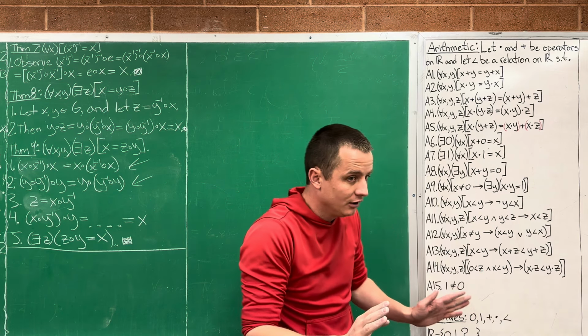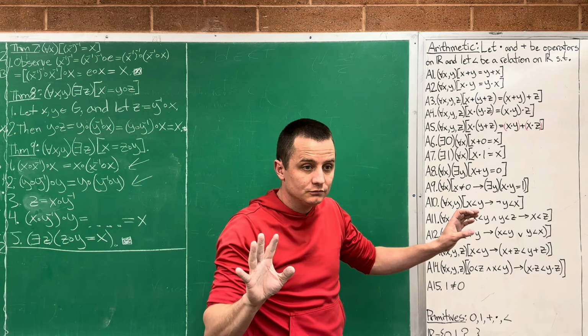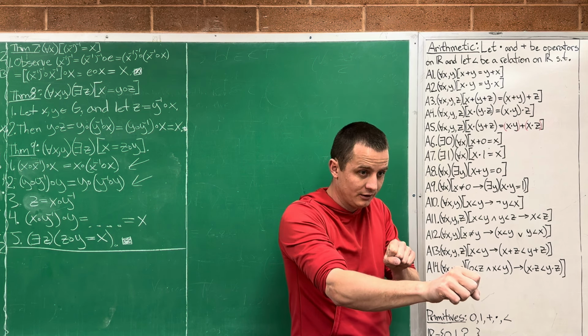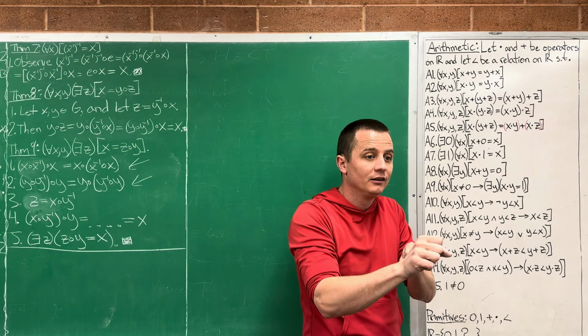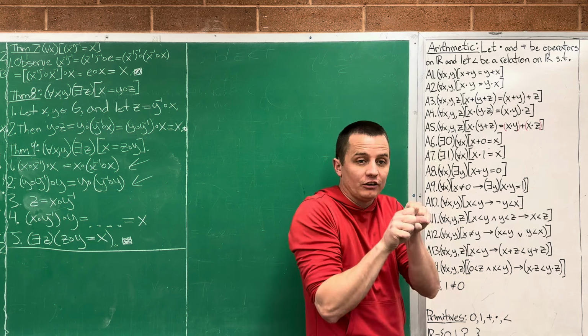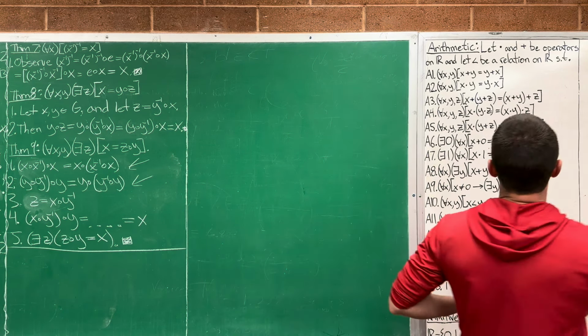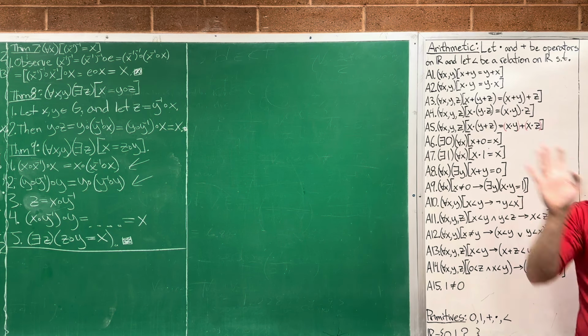An operator is given two terms and it spits out another term, and a relation is given two terms and spits out true or false. Perfect. Operators take terms, spit out terms. Relations take terms, spit out true or false. Predicates take terms, spit out true or false.